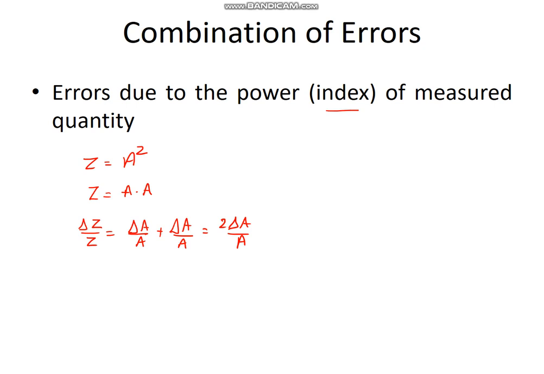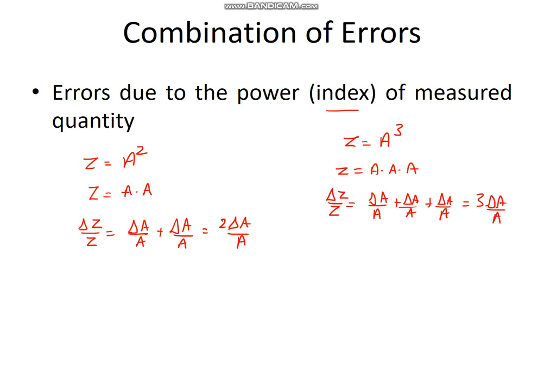ये हमने जैसे लास्ट वाले में a into b था, तो खाली b की जगह पे वापस से a लिखा हुआ है. Let us take one more example. So if you have z equal to a cube, so this can be written as a into a into a, right? And again you will have delta z upon z from the previous slide. What we can write? We can write delta a upon a plus delta a upon a plus delta a upon a. This is equal to 3 times delta a upon a.